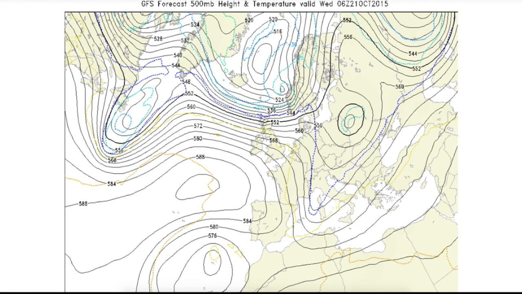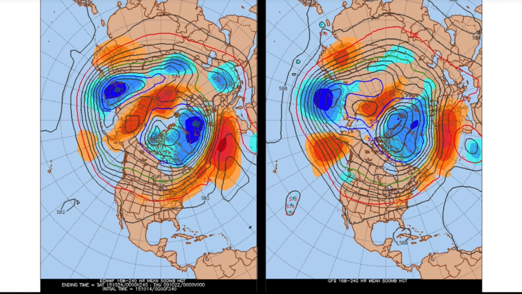The 7 to 10 day mean of the 500 millibar flow looking like this. ECMWF on the left, we've got the GFS on the right here. Remarkable agreement actually between the two, with higher than normal heights across the UK here, keeping the jet up towards the north as well up here.